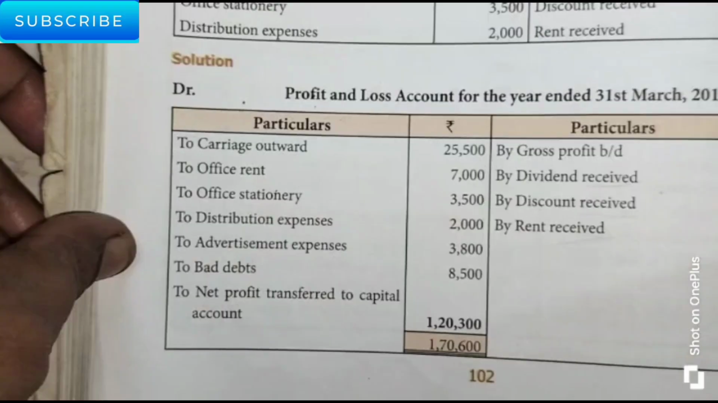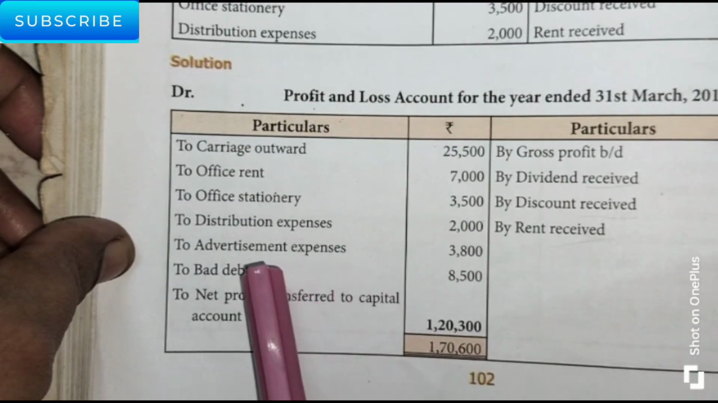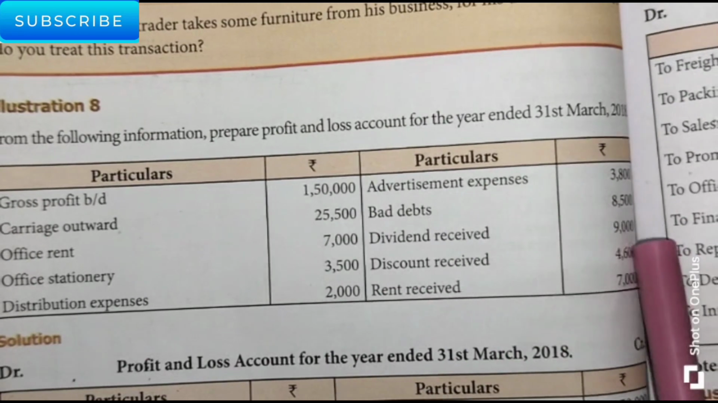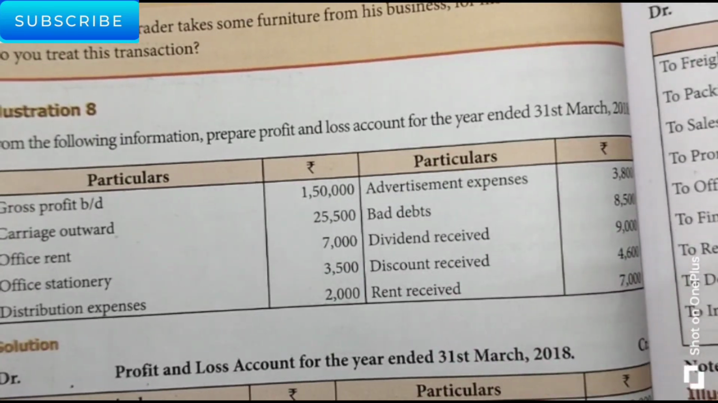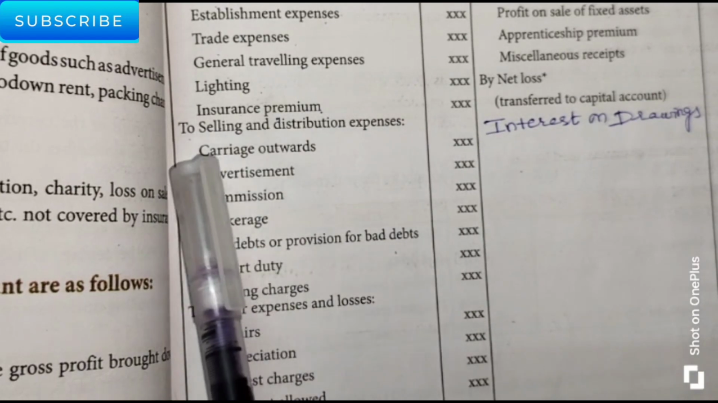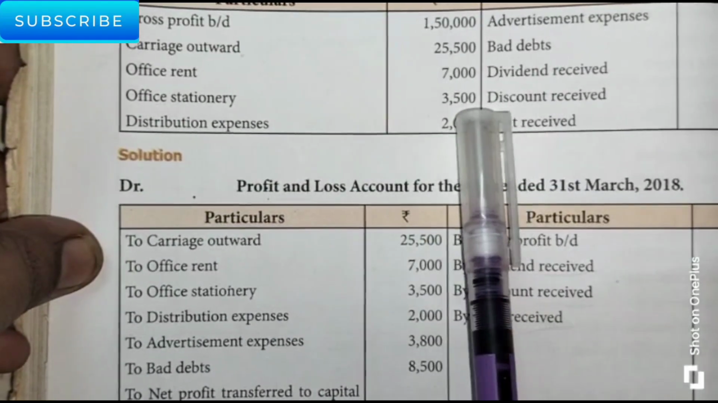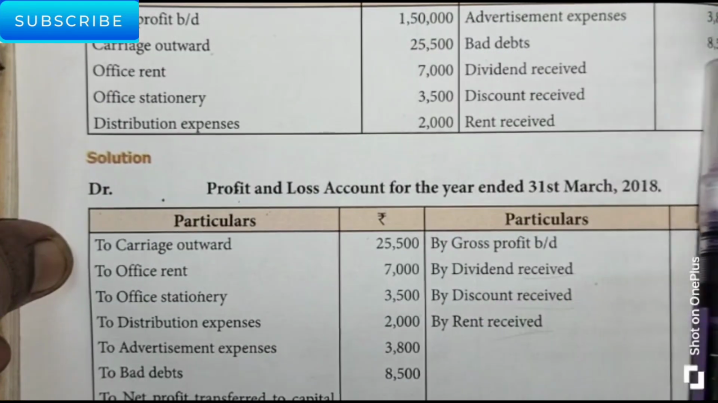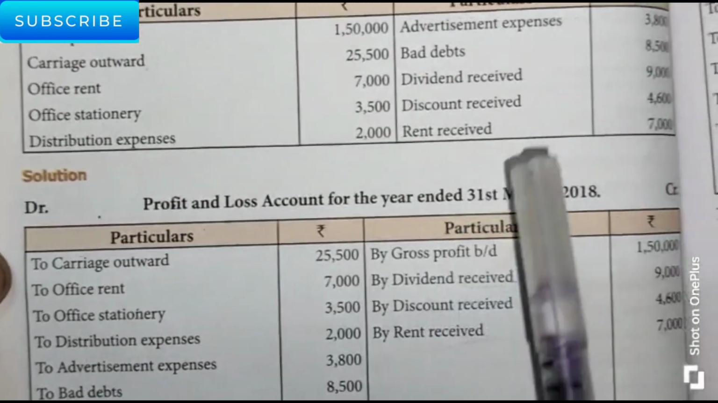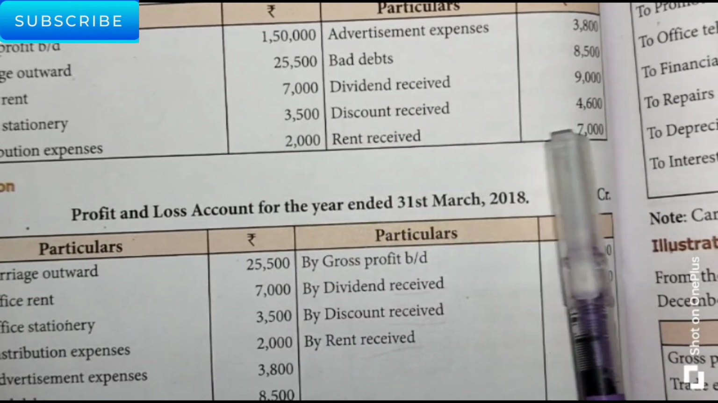So we enter advertisement expenses 3,800 rupees on the debit side of the profit and loss account, and bad debts 8,500 rupees. Bad debts or provision for bad debts comes under selling and distribution expenses. So as per the format of the profit and loss account, we enter bad debts 8,500 rupees on the debit side. Then dividend received 9,000 rupees, discount received 4,600 rupees, rent received 7,000 rupees.